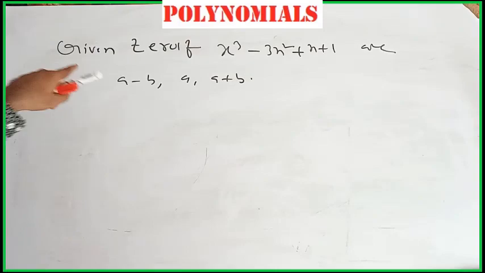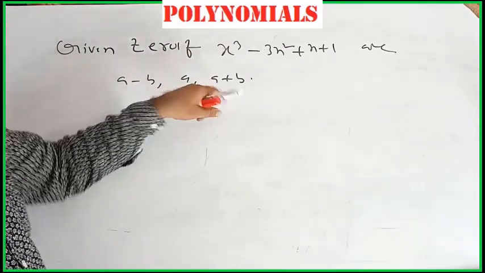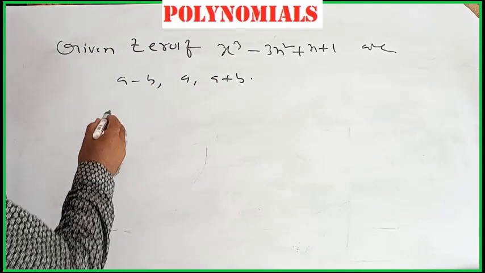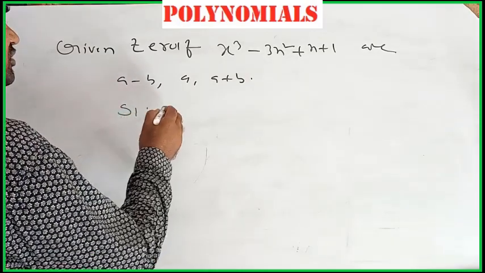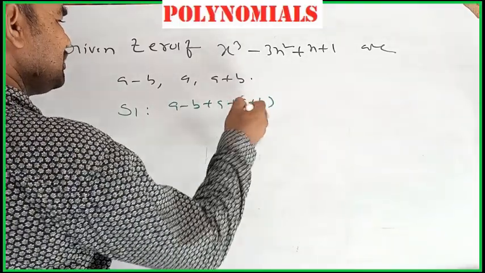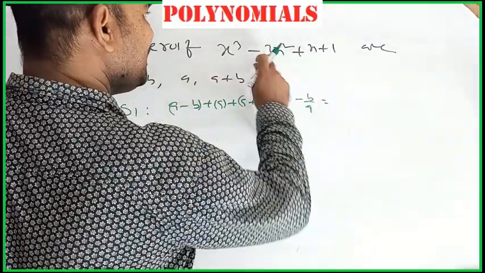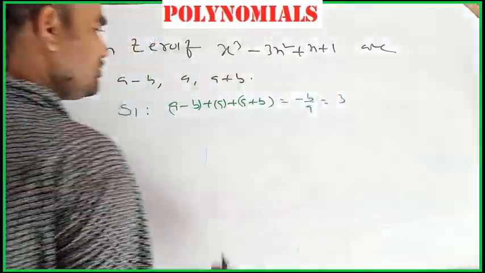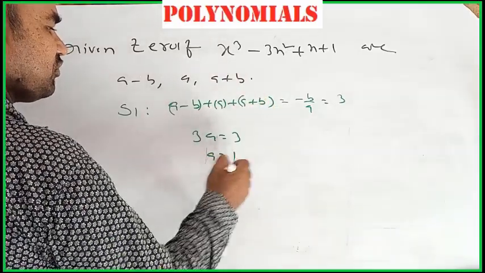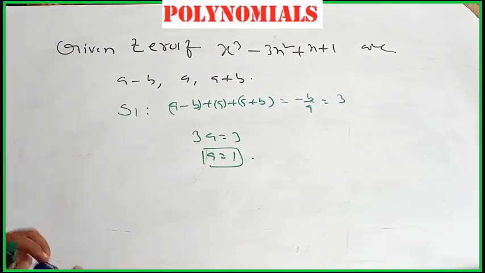Children, in this problem, given that the zeros of this cubic polynomial are a minus b, a, a plus b. So you want to find the a and b values. I am using S1 first. Sum of the zeros: a minus b plus a plus a plus b. Sum of zeros is minus b by a, minus of minus 3 by 1, which means 3. So here b gets cancelled, 3a equals 3, a equals 1. Now we got the a value. Next we want the b value.